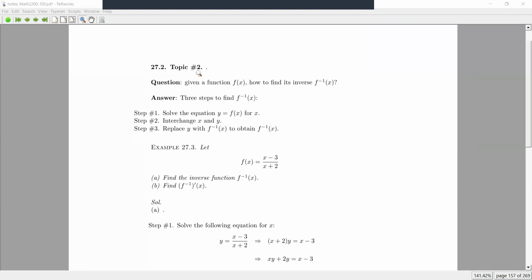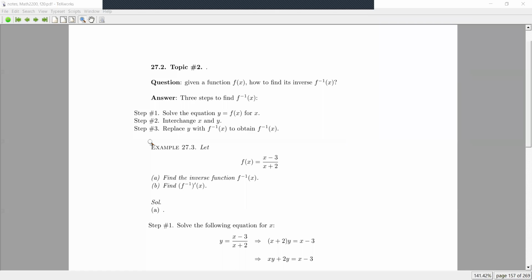In this topic, I want to answer this question: given a function, how to find its inverse? There are 3 steps to answer the question. Step 1, solve the equation y is equal to f of x for x. Step 2, interchange x and y. Step 3, replace y by f inverse to get the inverse function.